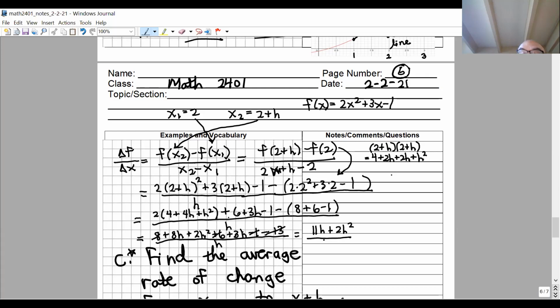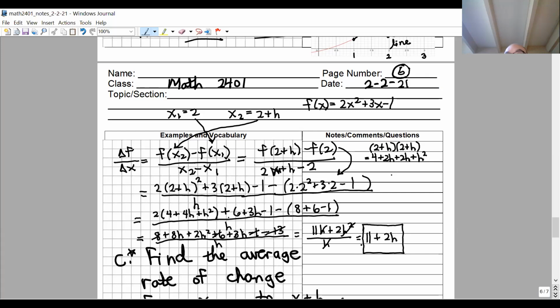And don't forget, all of this is divided by h. Now we're in really great shape, because notice h will divide into both of the terms in the numerator, right? H goes into h and h goes into h squared. So you end up here with 11h divided by h. That's just 11. And then 2h squared divided by h, well, I think that's just 2h, right? Because one of the h's will divide out. So there it is. See, that doesn't simplify all that badly. You just end up with 11 plus 2h, okay?